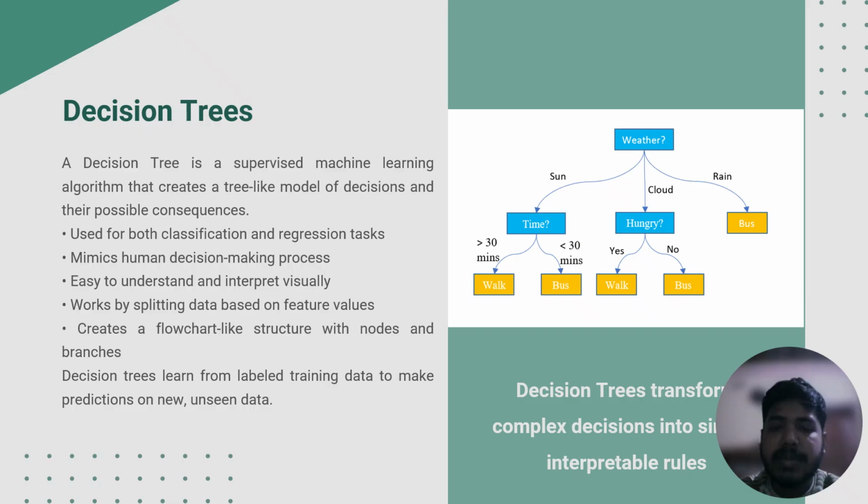It is a supervised machine learning algorithm that creates a tree-like structure and makes decisions. It learns from past labeled data and predicts outcomes for new data. It is used for both classification and regression. The biggest advantage is that it is very easy to understand and looks like a simple flowchart that even a non-technical person can follow.